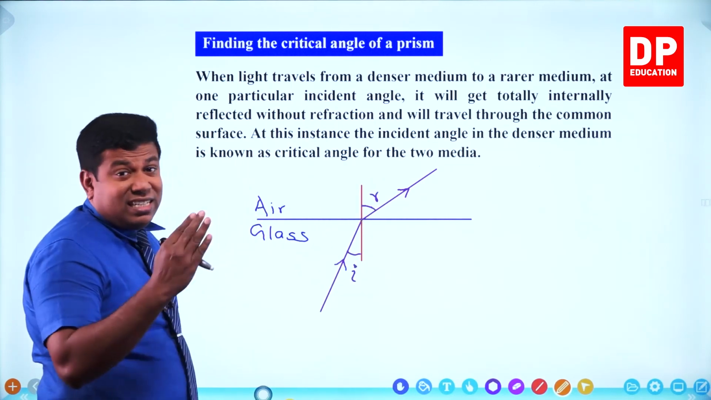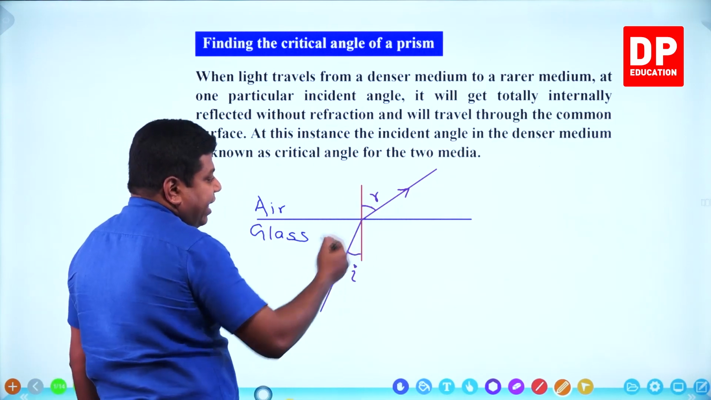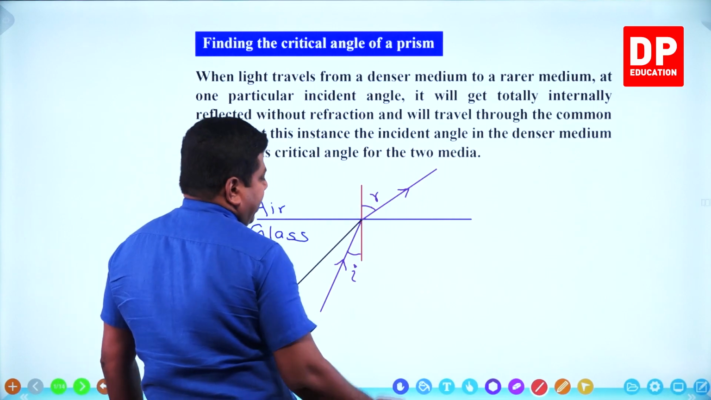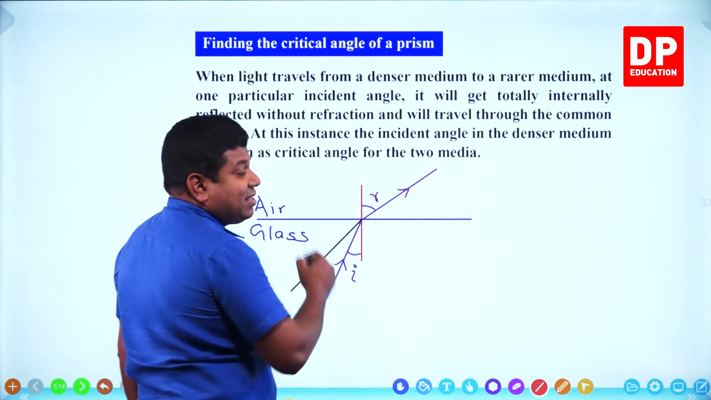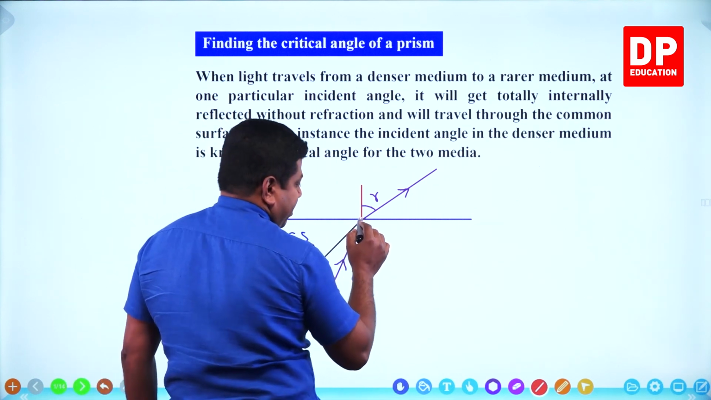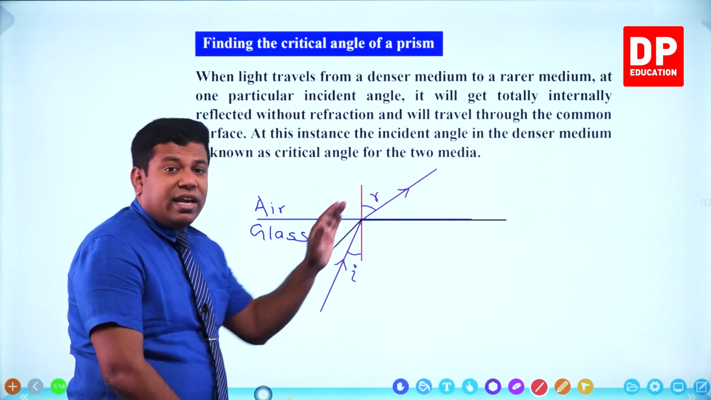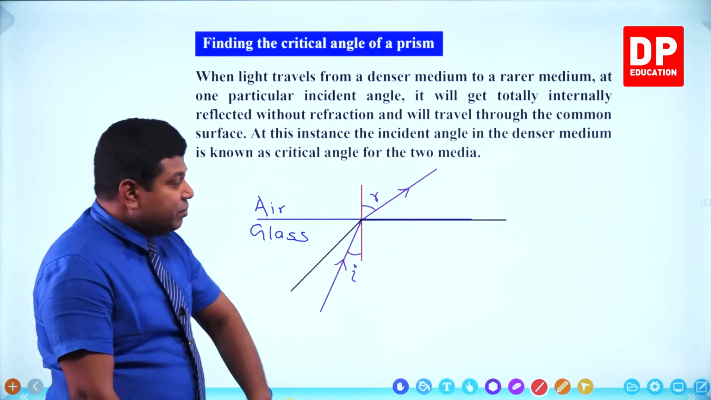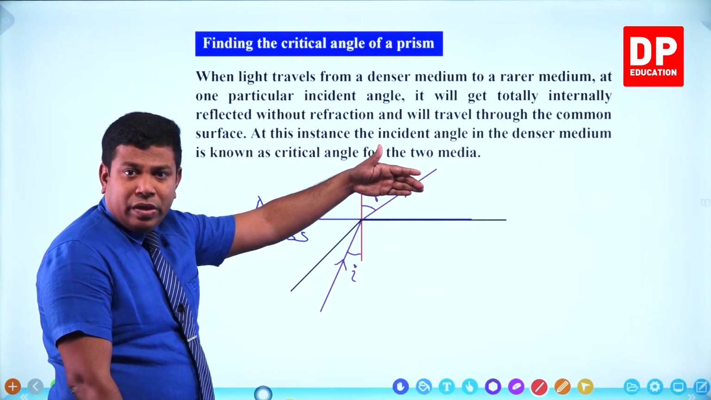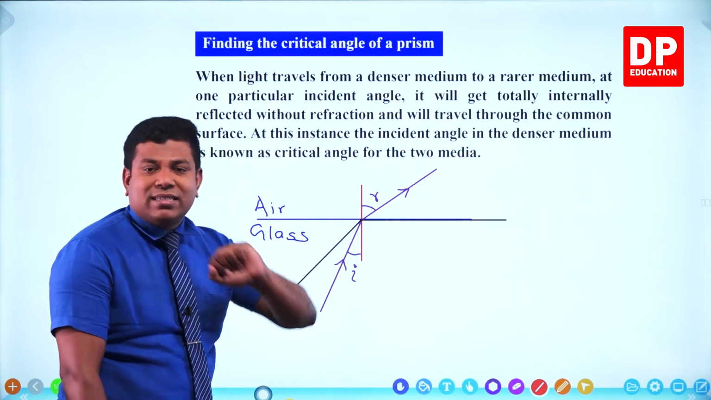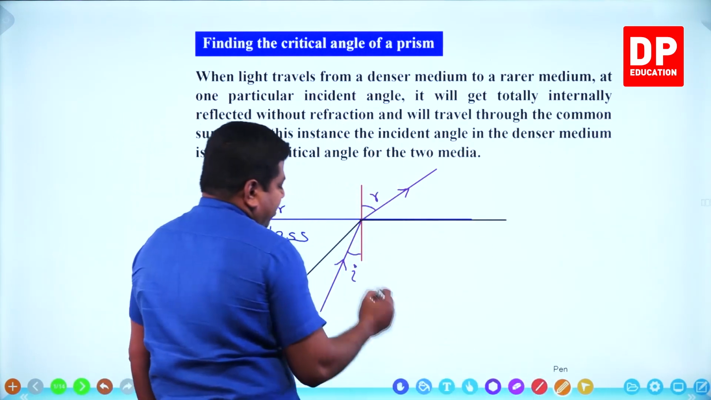At some point, I'll show you another ray in black color. Consider an incident ray like this. At some point, for some incident angle, this ray would travel like this. That means it doesn't emerge into the other medium. It travels in the surface itself.